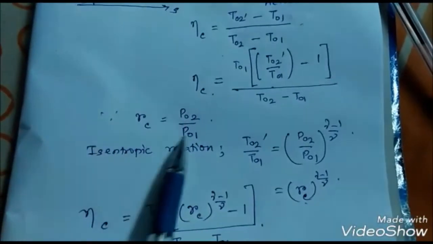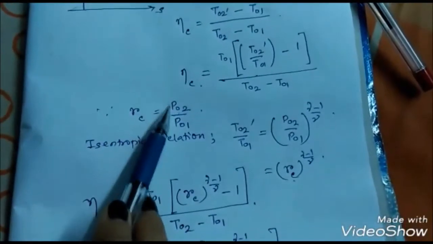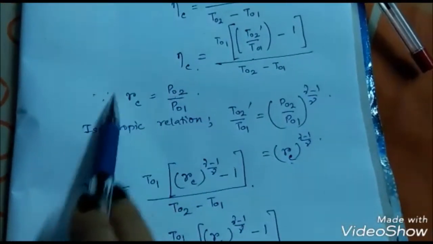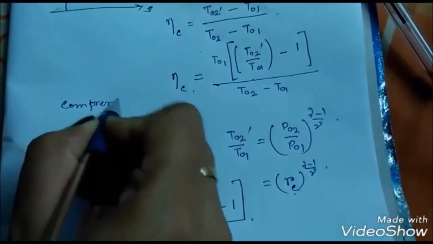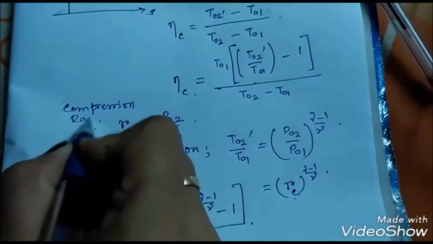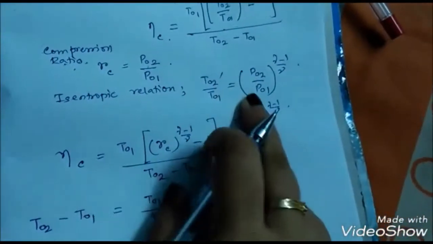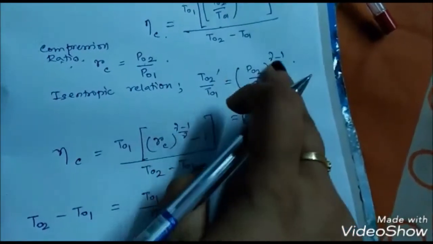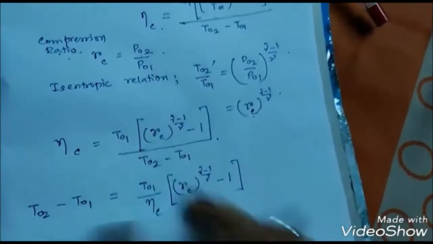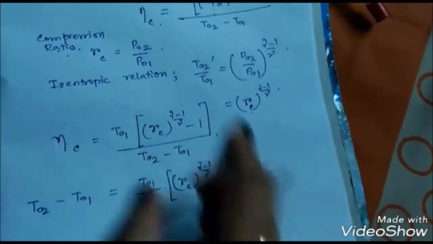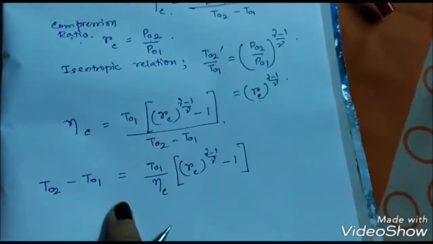What is the fundamental concept? In a compressor you will have P02 by P01, that is the compression ratio. Then from the isentropic relation, write this. Then what do you mean by P02 by P01? That is Rc. Write it there, substitute there, and what is the unknown value? From this value, just exchange that, and you will get the expression.